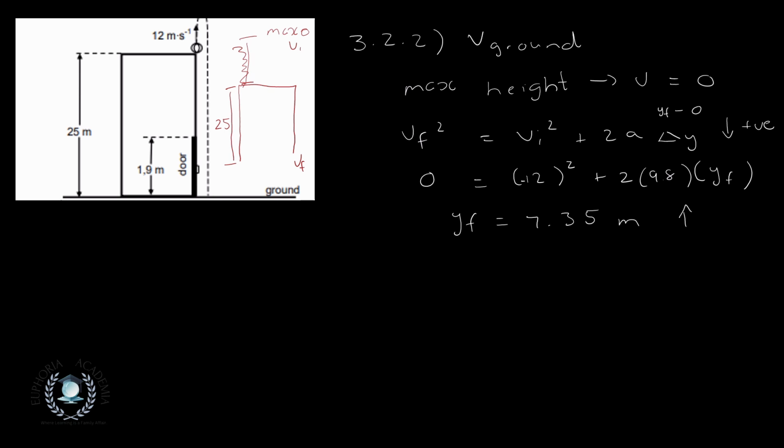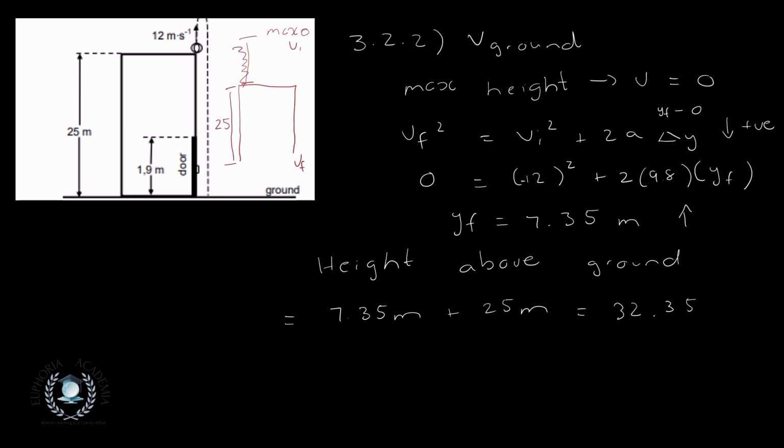Alright, so the total height above the ground, right? The height above ground is this 7.35 meters plus the height of the building, which is 25 meters, and that is going to give us a total of 32.35 meters above the ground.